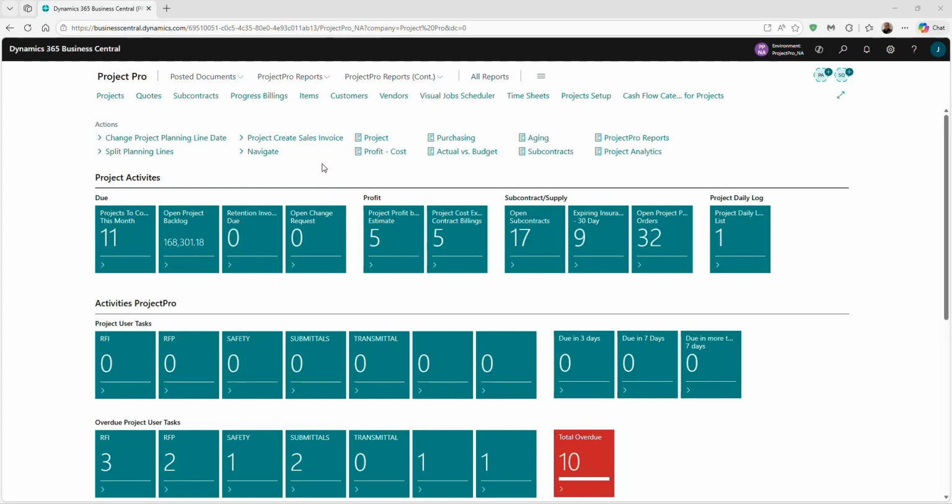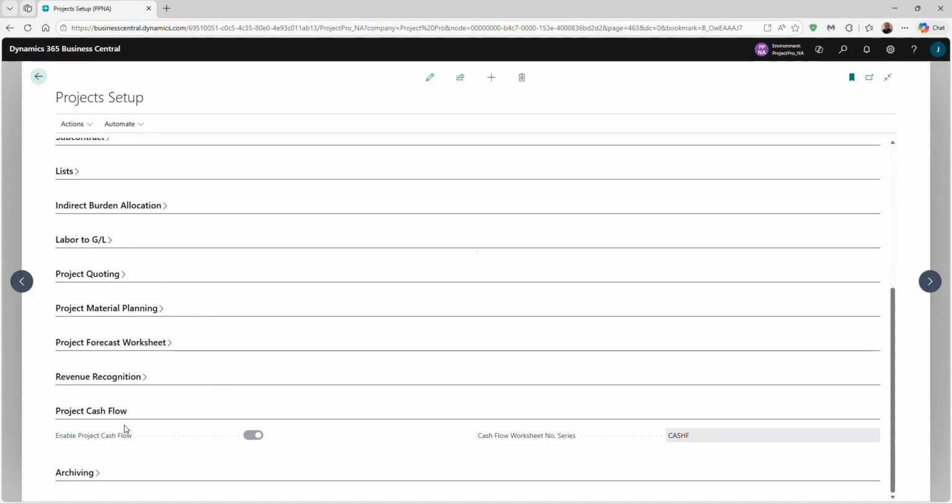Today we're going to discuss project cash flow. Let's kick things off with the project setup. In the project setup, we can enable a cash flow module and define a workflow number series.